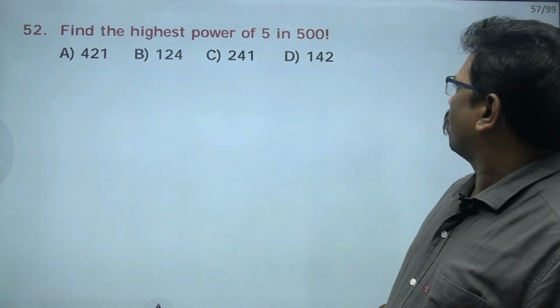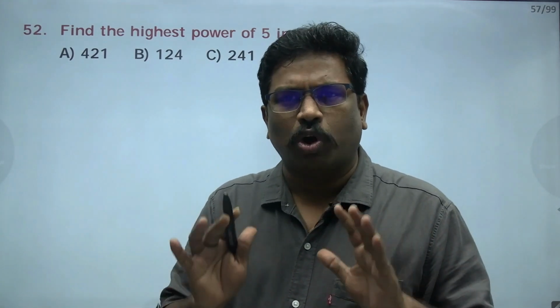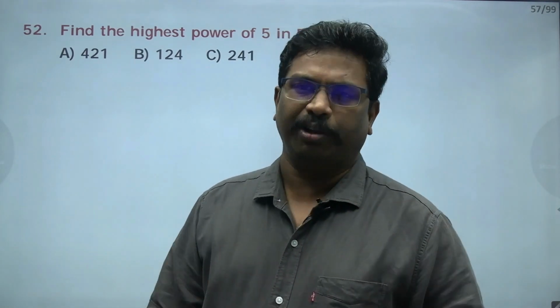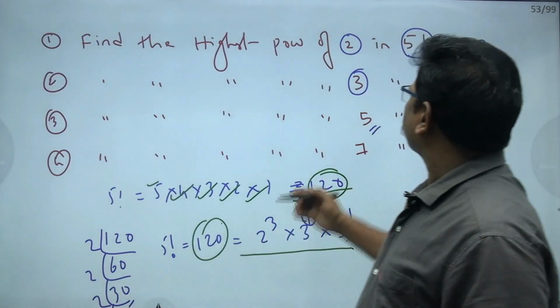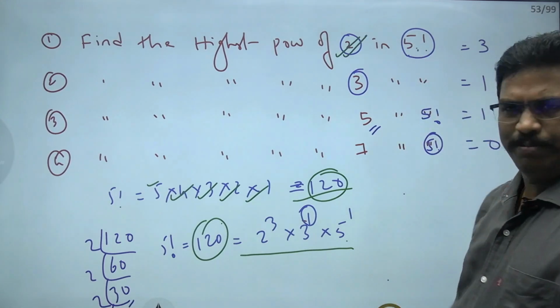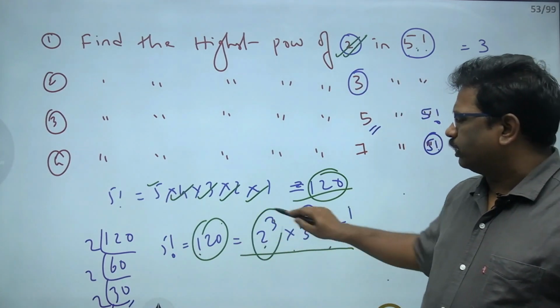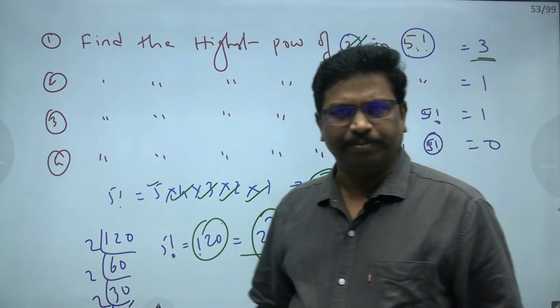Question number 52. Find the highest power of 5 in 500 factorial. Very simple, you just count how many 5's are there. Observe here: you count how many 2's are there in 5 factorial. 5 factorial is 2 cube, 3 power 1, 5 power 1. There are 3 2's, so the highest power of 2 is 3, right?